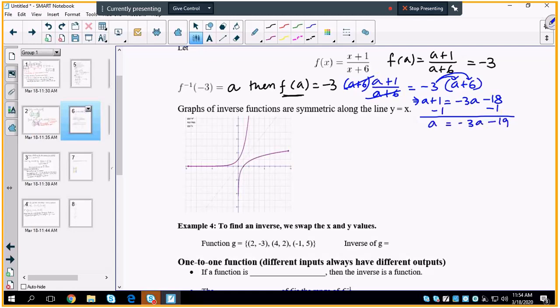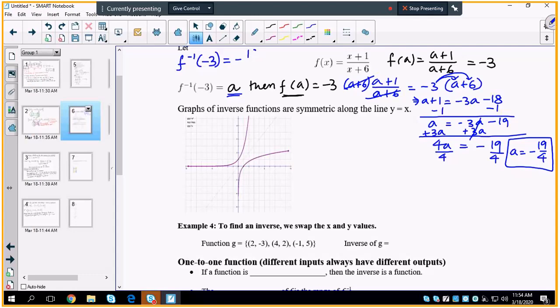But you are solving for a, so why don't we add 3a on both sides to get the a terms all on one side. So I get 4a equal to negative 19. Then I divide both sides by 4. I get a equal to negative 19 over 4. And remember what was a? A was f inverse of negative 3, which I wanted to know. So I will go ahead and say that f inverse of negative 3 is equal to negative 19 over 4. I hope that makes sense.